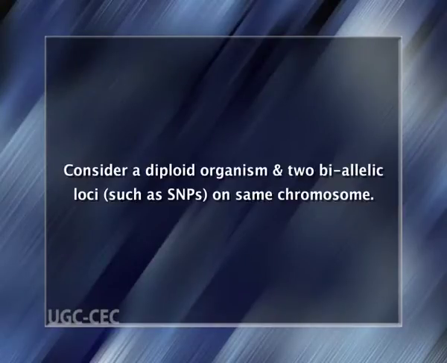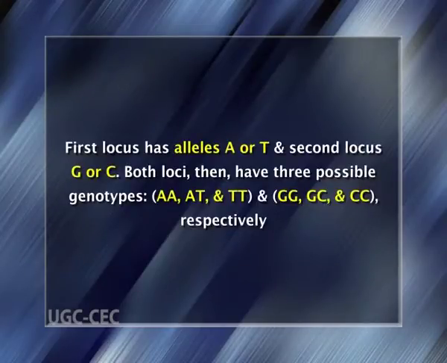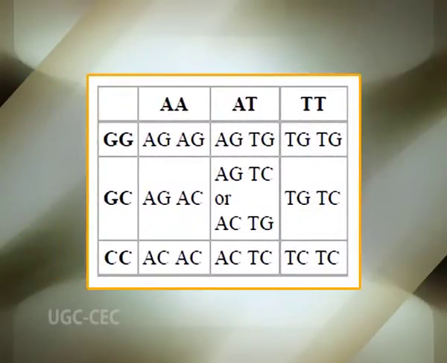An organism's genotype may not define its haplotype uniquely. For example, consider a diploid organism and two biallelic loci, such as SNPs, on the same chromosome. Assume the first locus has alleles A or T and the second locus G or C. Both loci then have three possible genotypes, AA, AT and TT, and GG, GC and CC respectively. For a given individual, there are 9 possible configurations, haplotypes, at these two loci as shown in the Punnett square.